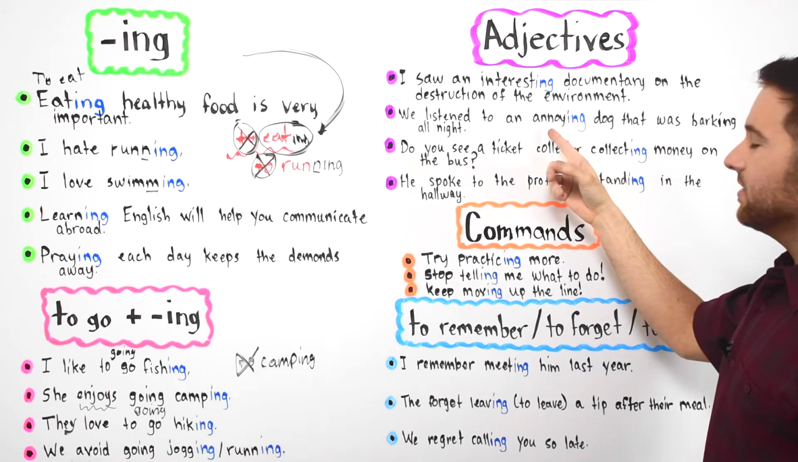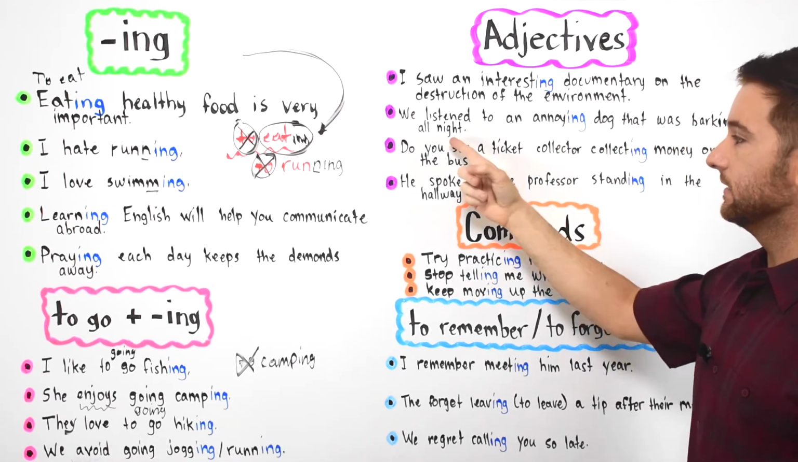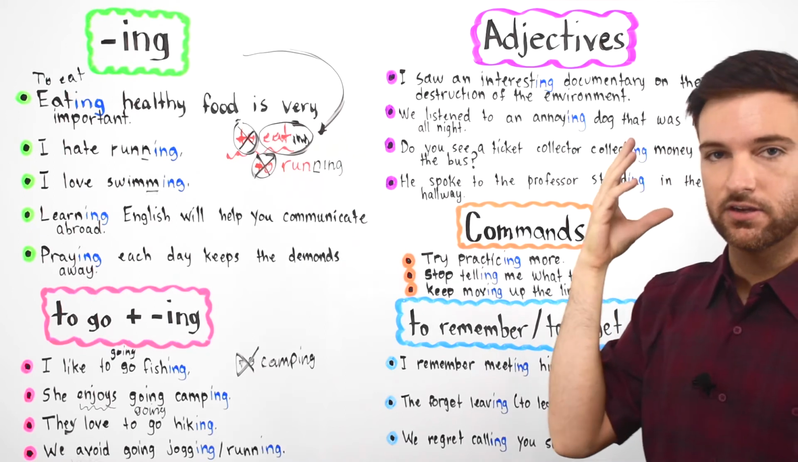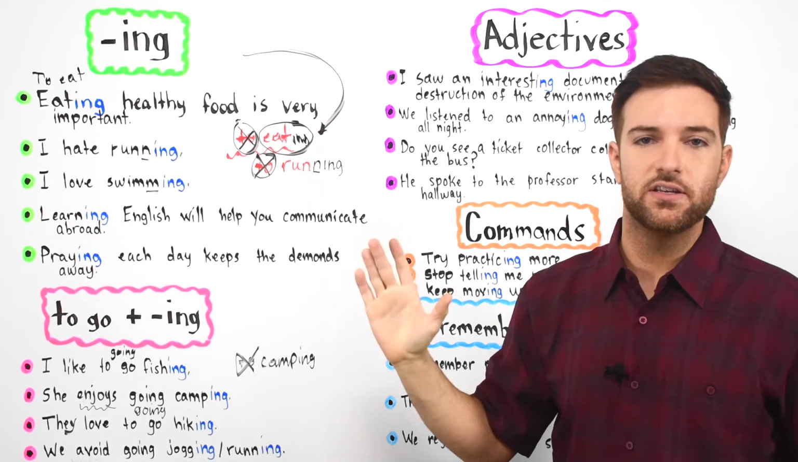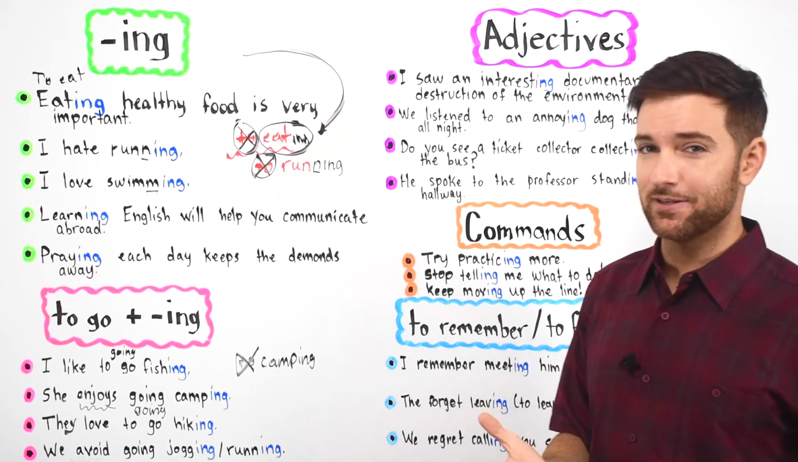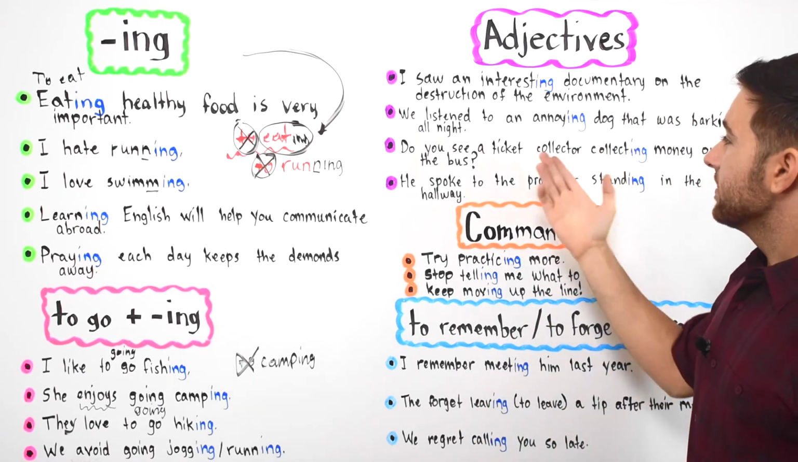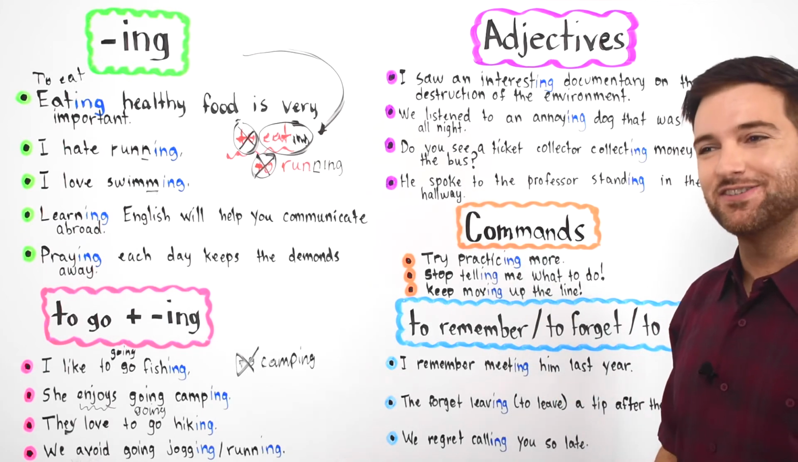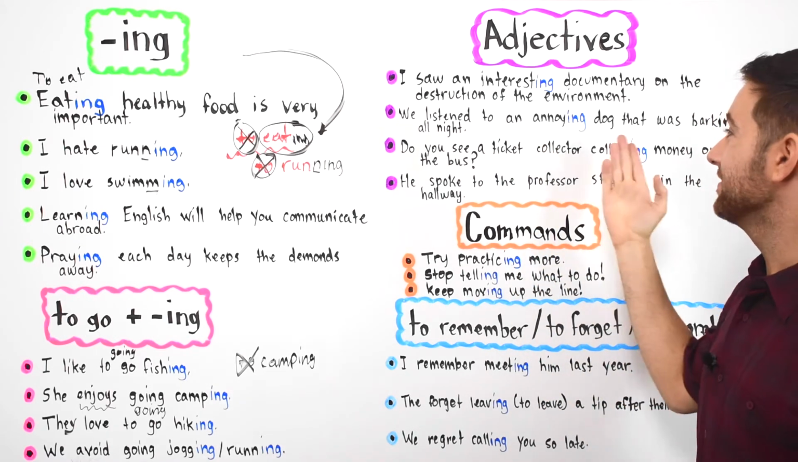Okay. Why is it annoying? Because it's barking all night, right? It's barking in your ear. Bark, bark, bark. It's very annoying. You don't like it. It's an unpleasant feeling. You are displeased by what's going on. You want to say, shut up to the dog. You know, it's an annoying dog.